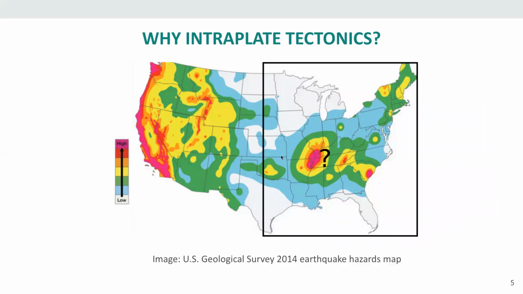If we look at the hazard map in the US, the high hazard is shown here by the hot colors. We see that the high hazard in the western US, associated with plate tectonics, is understandable, but we don't really understand very well why we have high hazard or what the mechanism of earthquake generation is in the central and eastern US. For example, this zone, which is the New Madrid seismic zone, and the Eastern Tennessee seismic zone and the South Carolina seismic zone. So I will use numerical models to understand that.